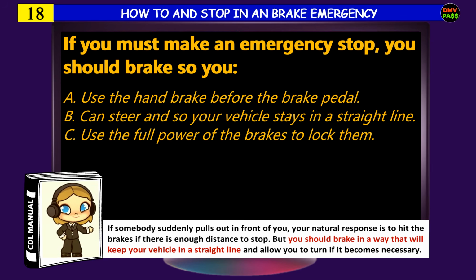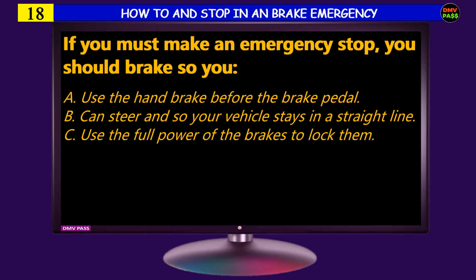Note: if somebody suddenly pulls out in front of you, your natural response is to hit the brakes if there is enough distance to stop, but you should brake in a way that will keep your vehicle in a straight line and allow you to turn if it becomes necessary. So, the correct answer is B. Can steer and so your vehicle stays in a straight line.